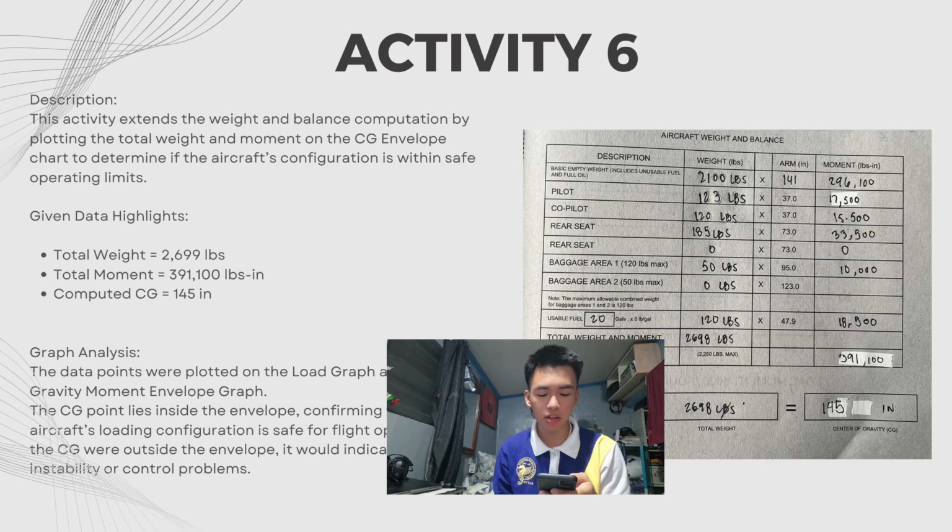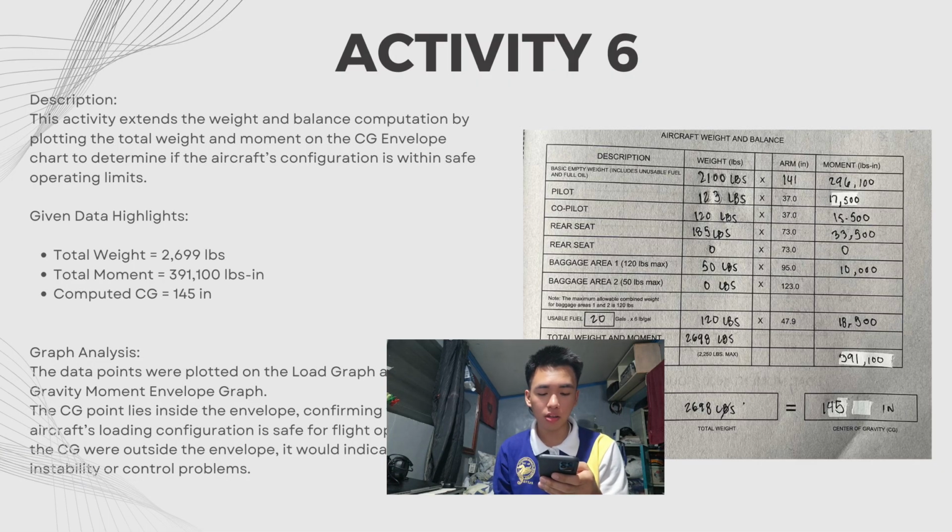After that, we added all the weight and the moment together to get the total weight and the total moment of the aircraft. Next, we divided the total moment by the total weight to find the center of gravity. This gives us the CG value in inches, which represents the balance point in the aircraft.